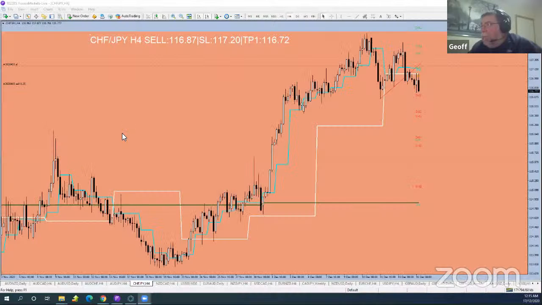Hang on a sec. That's a bit better. Sorry about that, guys. A couple of things. Firstly, I'm just keeping my eye on Swissy Yen. We entered this trade this morning in my group, and it's very near to TP1, but hasn't quite got there. TP1's just below here at 116.72. So I'm just keeping my eye on that at the moment, but it doesn't look like it wants to go there right now at this very second. So let us move on.